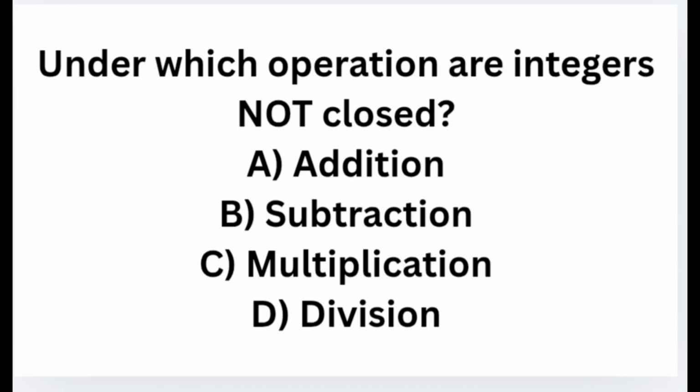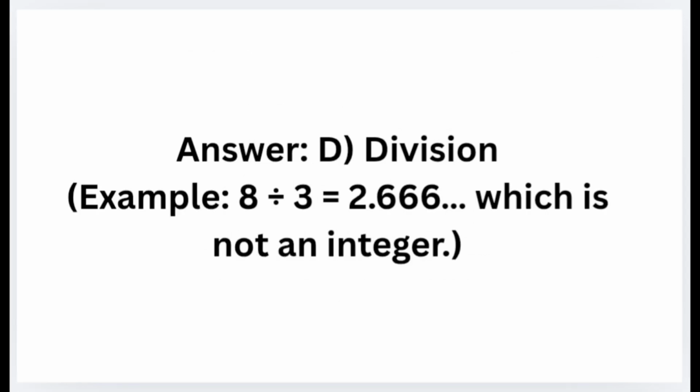Question number 4. Under which operation are integers not closed? A. Addition. B. Subtraction. C. Multiplication. D. Division. The correct answer is D. Division. Example: 8 divided by 3 equals 2.666, which is not an integer.